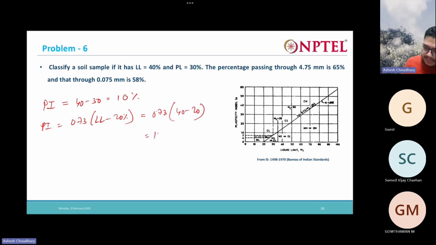Again 14.6. Now 10% is less than 14.6%. That means what? That means the soil is plotting below the A line. If the soil plots below the A line, what are the possible options? The soil will be clayey or silty.